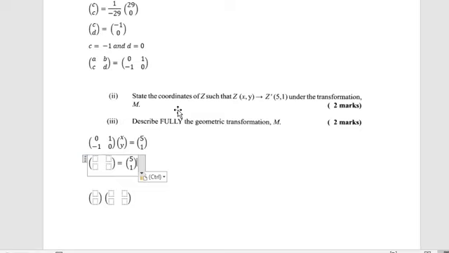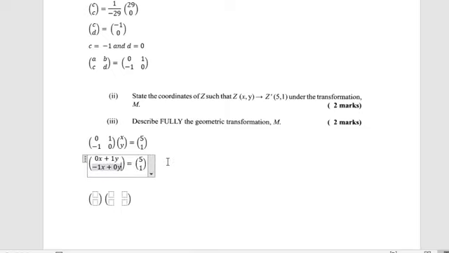So part 2 says state the coordinates of Z such that Z, which is x, y, is mapped onto Z prime, which is 5, 1, under the transformation of M. And we know the transformation M is 0, 1, -1, 0, and x, y is equal to 5, 1. So if we do this row 1 by column 1, we'll have 0 multiplied by x to give us 0x, plus 1 multiplied by y to give us 1y, and then negative 1 multiplied by x to give us negative 1x, plus 0 multiplied by y to give us 0y. And that is what we'll get.